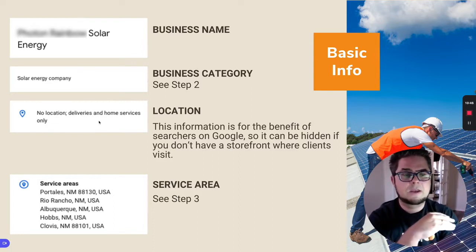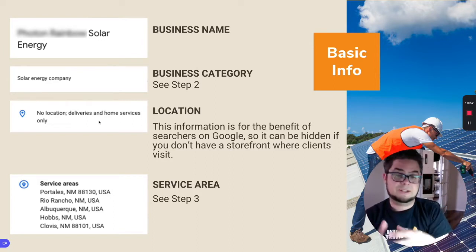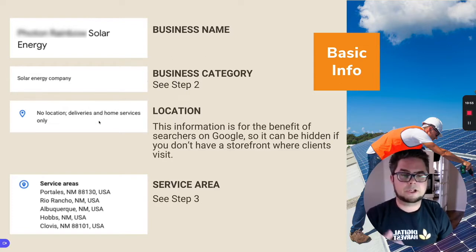The last thing, we covered this in step number 3, is the service area. So a lot of solar companies, you're going to have your office, which is listed and it's visible online. Then your service area, you're going to also choose where you're actually serving. And we created some great information for you on that in step number 3.